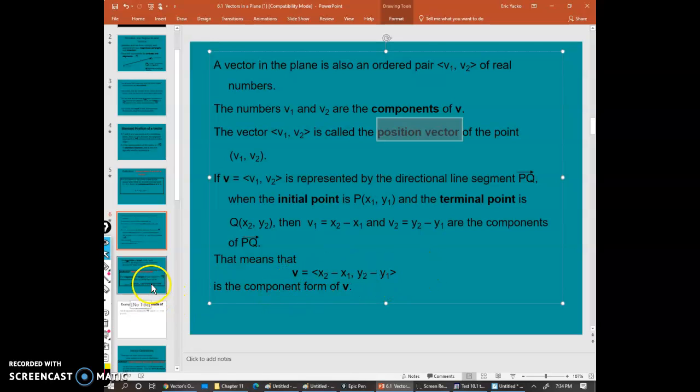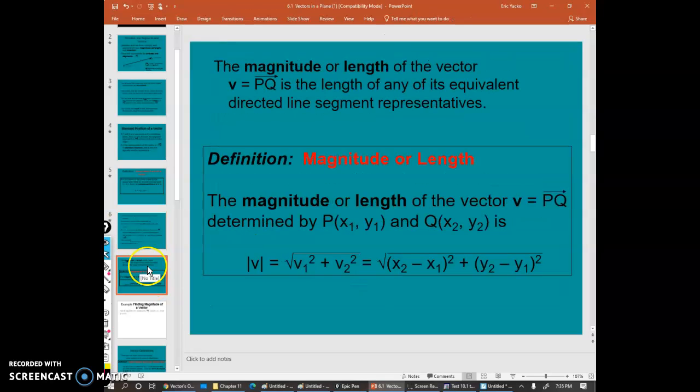Now let's look at the magnitude of a vector. Remember, magnitude is another name for length. So vector v is equivalent to this line segment PQ. You can figure out the length of a vector by doing basically the distance formula here. If you don't know what the components are, you could just take the square root of the two differences in the x coordinates of the 2 points on the vector, P and Q, squared, and you add it to the differences in the y coordinates squared.